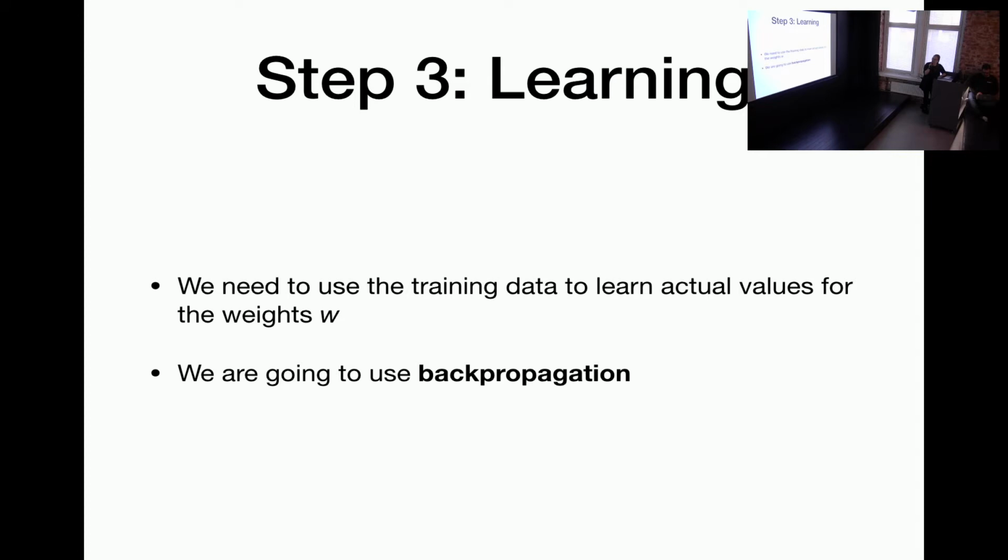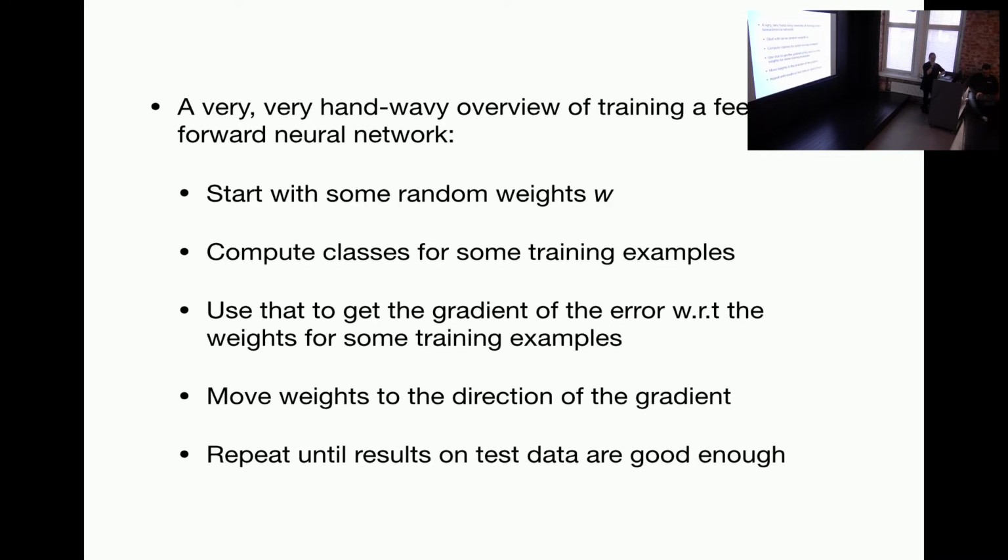And we're going to use backpropagation, which is the standard way of learning in these sorts of feed-forward neural networks. I am not going to go very deep into it. This is a very, very, very hand-wavy, non-mathematical, non-technical overview of how you do these things. Start with some random weights. So we initialize the network with some random weights, whatever. Then we take some of our training examples. I think I used 50 here. And then we compute classes for them with those random weights. It's not going to be a very good result.